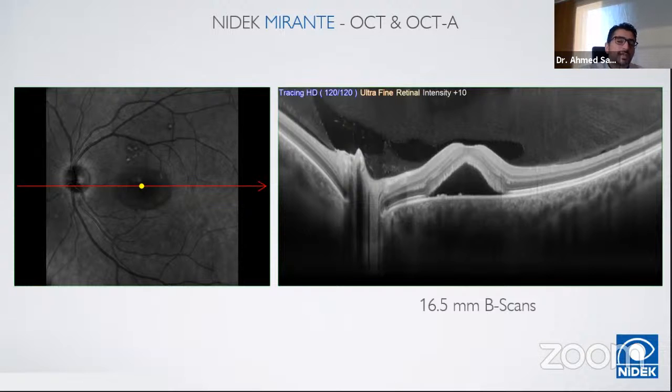So what I'm trying to say is we always give you options in the Nidek OCTs, where you can choose between the quality of the image and the time of acquisition, depending on the cooperation of the patient in front of you.